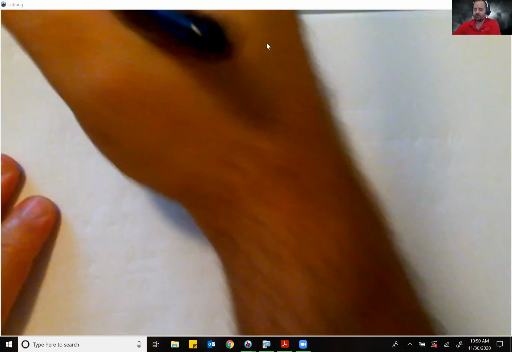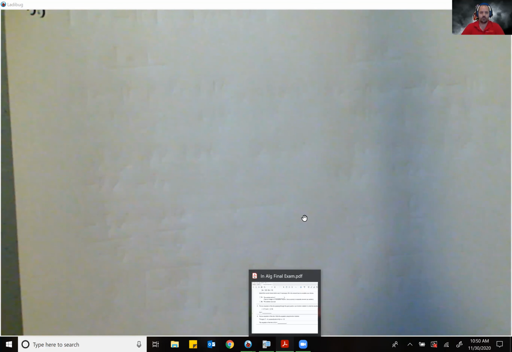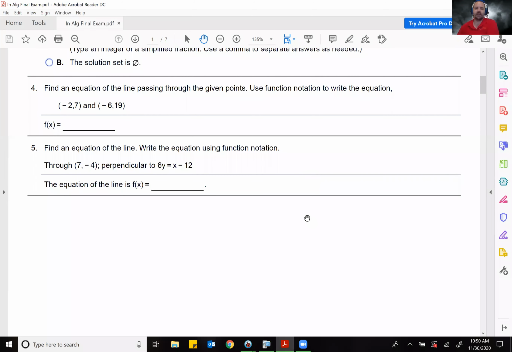Number 5. So write the equation of a line with the following information. It goes through the point 7 comma -4 and is perpendicular to 6y equal to x minus 12. All right.